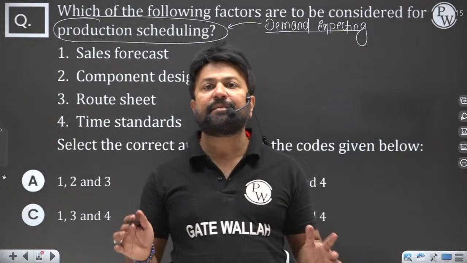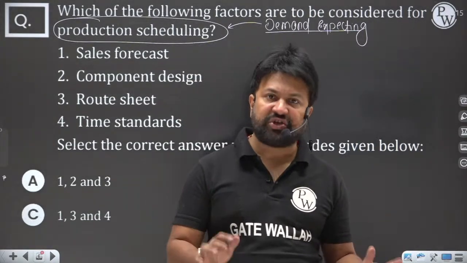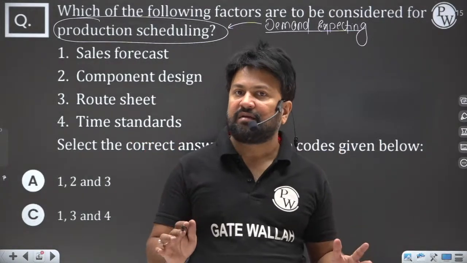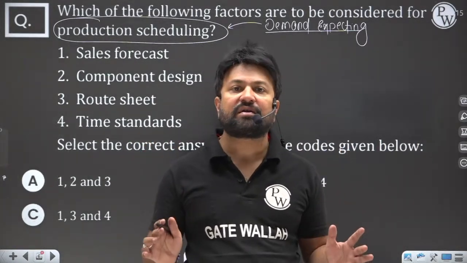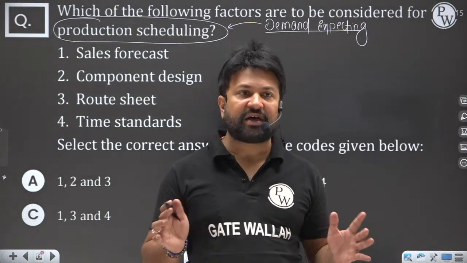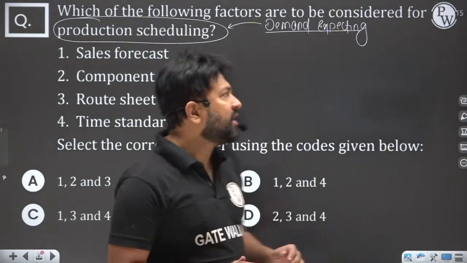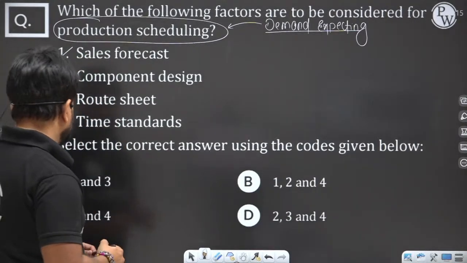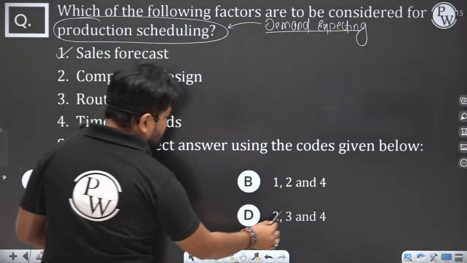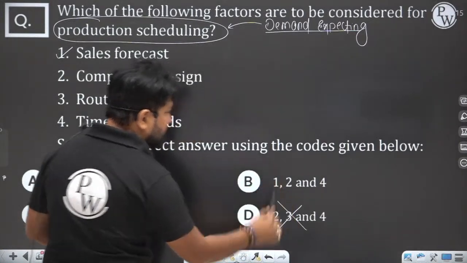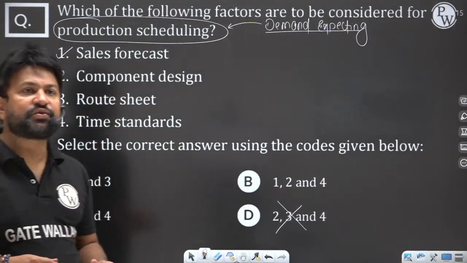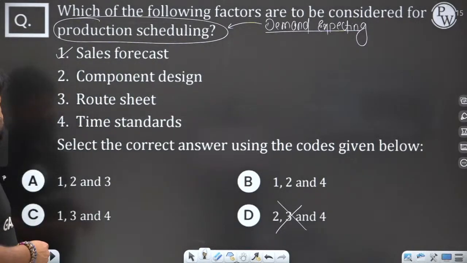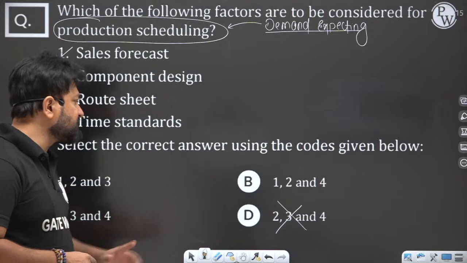You can arrange the manpower, the machine, and the raw material, and it will be done on the basis of sales forecasting or not. So option 1 is your compulsory component. So D is going to be what? Cancel. Okay, Suraj Pandit, D is going to be cancelled. Now options A, C, B remain.